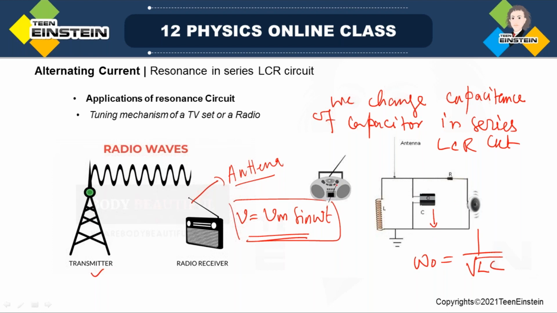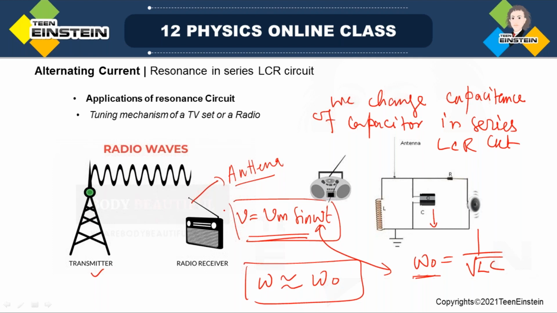So what we need to do is, by rotating the knob, we'll bring the natural frequency of oscillation of this LCR circuit, which is present in the radio, or in the TV also earlier, to a value which is very nearly equal to the frequency of the signal accepted by the antenna. If these two are nearly equal to each other, then there will be resonance.